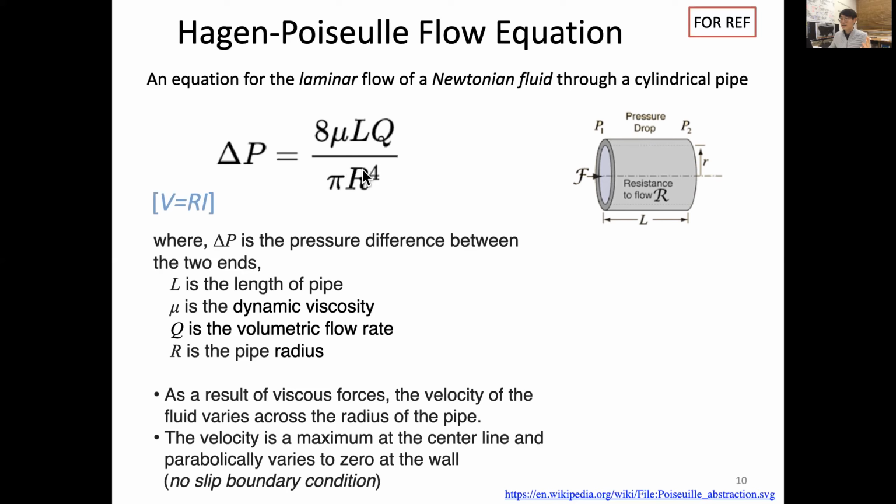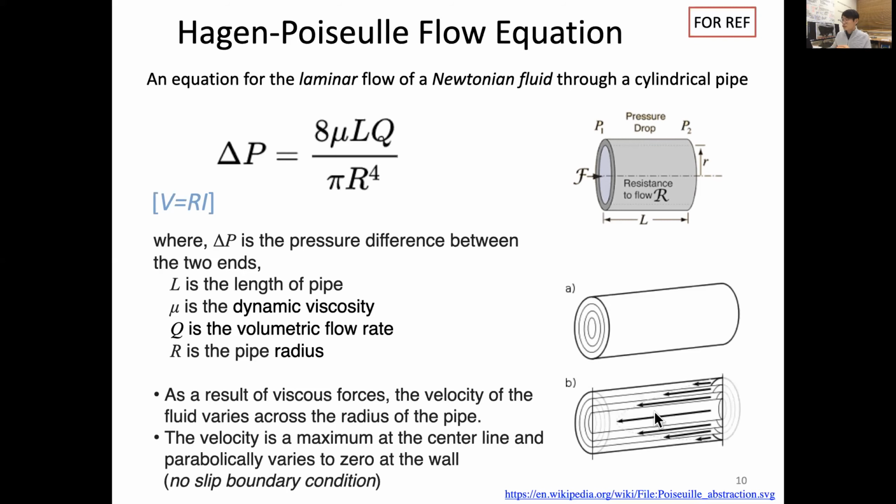The smaller the radius, the higher the pressure drop. As a result of viscous forces, the velocity of the flow actually varies across the radius of the pipe. In engineering, there's a well-known condition, the so-called no-slip boundary condition, which means when there's a fluid flow, at the touching surface the velocity will remain zero, so it can't move.